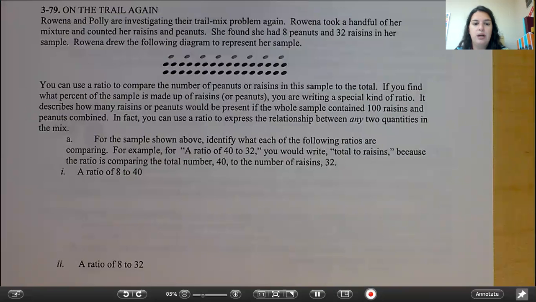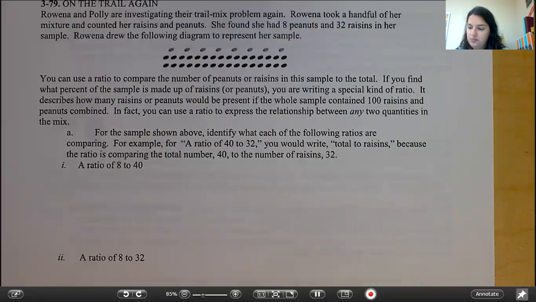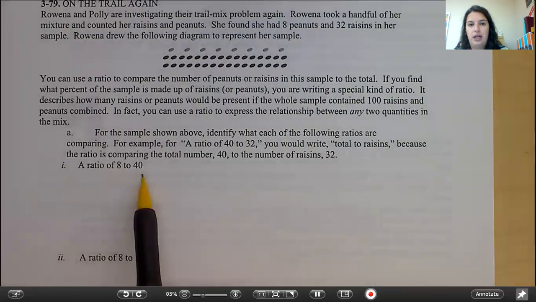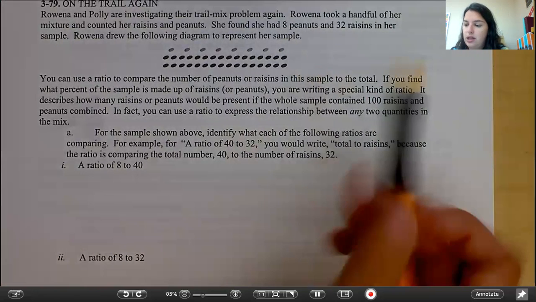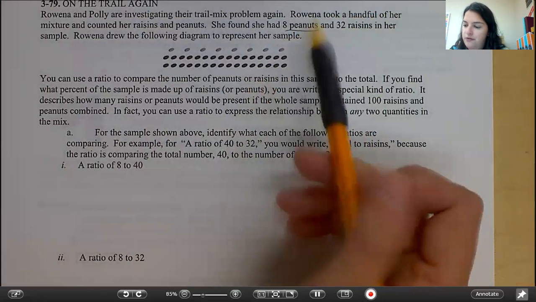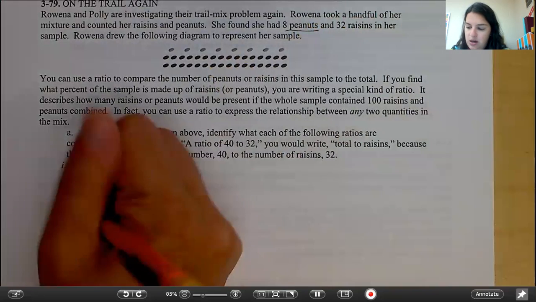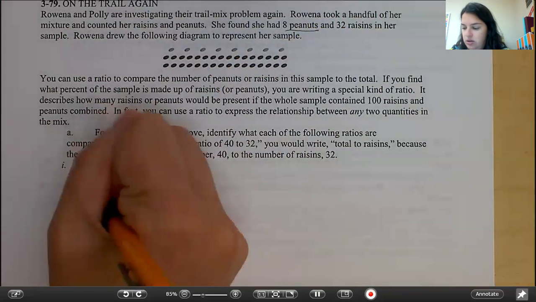For example, a ratio of 40 to 32, you would write total to raisins, because the ratio is comparing the total number 40 to the number of raisins 32. So we're going to do the first one together. A ratio of 8 to 40. Well, it tells us up here that she had 8 peanuts, and then 40 is your total because 32 plus 8 is 40. So this would be peanuts to total.